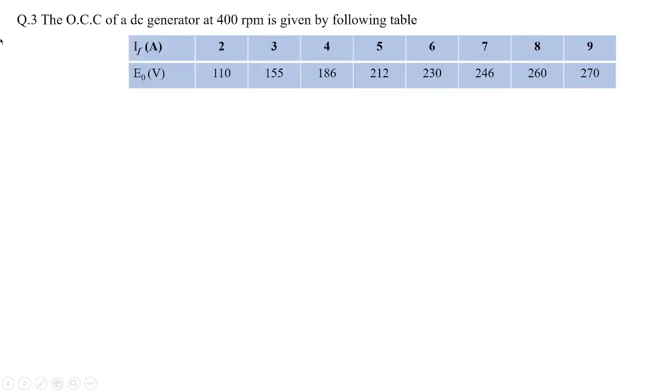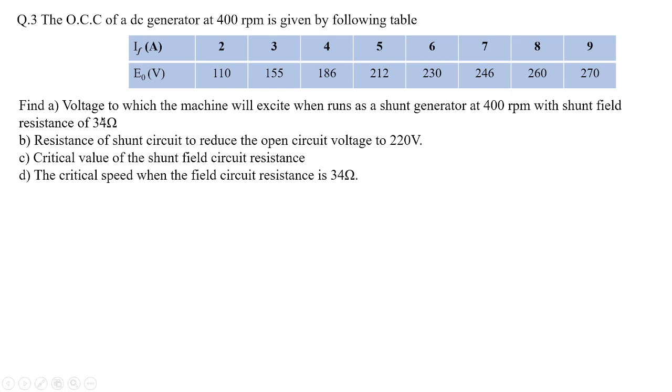Okay, and another problem: the machine is running at 400 rpm. We need to obtain the critical speed and critical resistance for 34 ohms. We need to find out the voltage to which the machine will excite when it runs as a shunt generator at 400 rpm. The field resistance is 34 ohms. Then we need to find out the resistance of the shunt circuit to reduce the open circuit voltage to 220 volts. Again, the resistance value is changed, and we need to find that resistance for 220 volts. Also, we need to find the critical value of the shunt field resistance, and finally the critical speed when the field circuit resistance is 34 ohms.